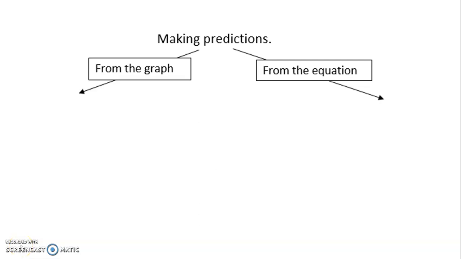So our last bit on bivariate data for year 11 is making predictions. This is our whole point of what we've done through bivariate data. It's being able to find an equation so that we can predict what will probably happen in the future. There's two ways to make predictions. We're either going from the graph or we're going to do it from the equation.